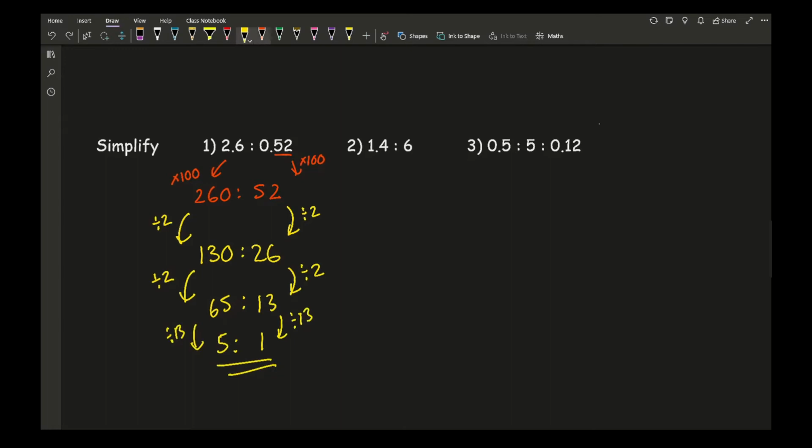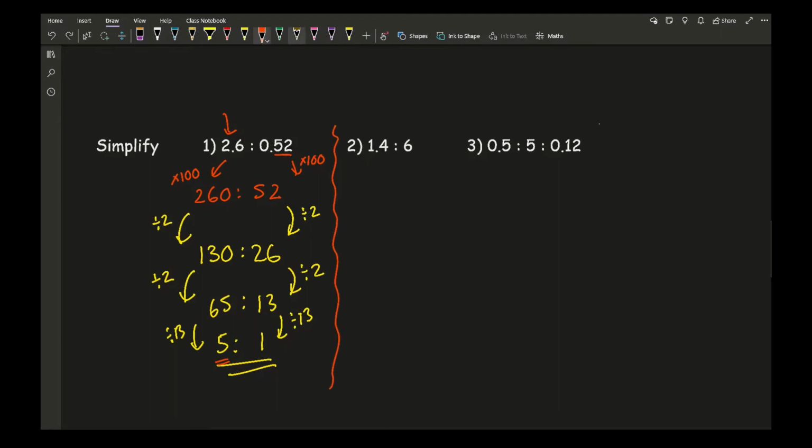Now the key thing to check with this is whichever is your biggest number, and depending on where it is in your ratio. Here my bigger number is first, so I need to make sure that the bigger number in my final answer in the ratio is also first, so it needs to be comparable.